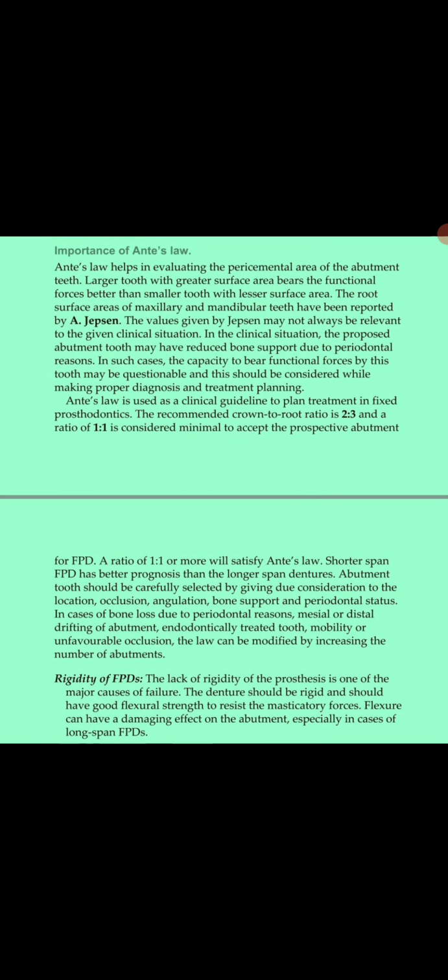Abutment teeth should be carefully selected by giving due consideration to the location, occlusion, angulation, bone support, and periodontal status. In case of bone loss due to periodontal reasons, mesial or distal drifting of the abutment tooth, mobility of an endodontically treated tooth, or unfavorable occlusion, the law can be modified by increasing the number of abutments. Along with the primary abutment, we select another abutment. This is known as a secondary abutment.